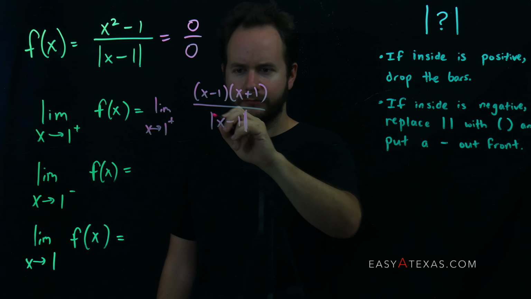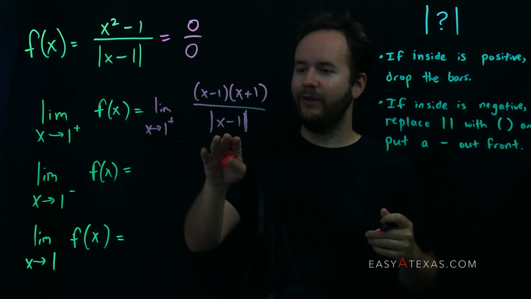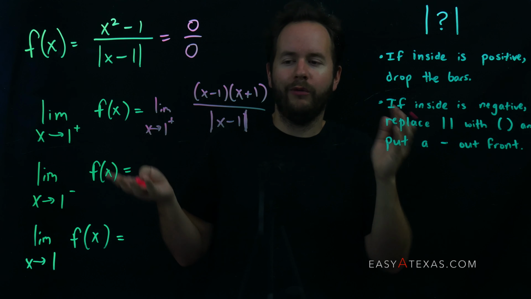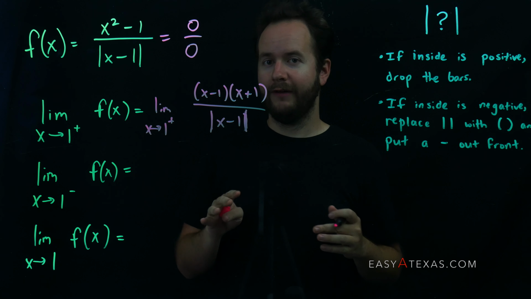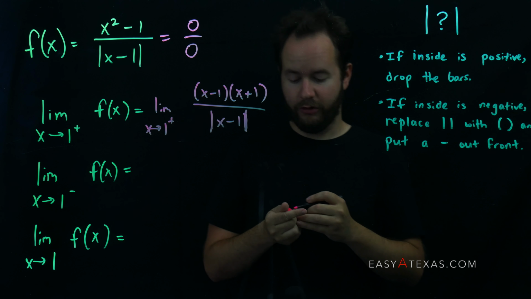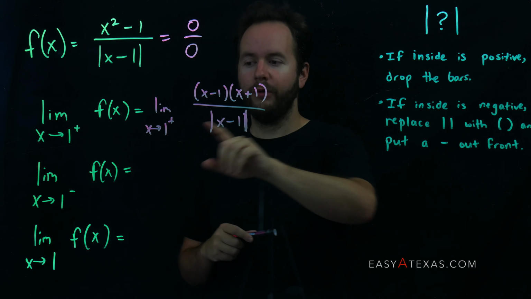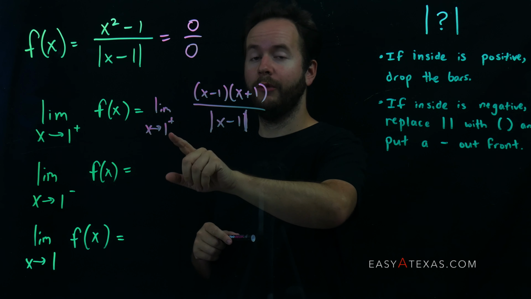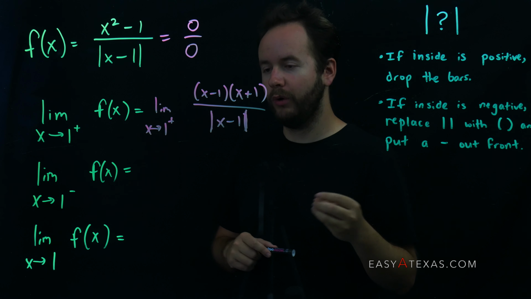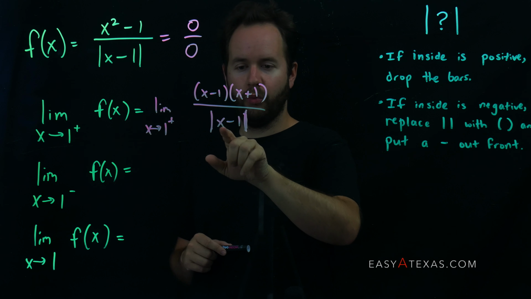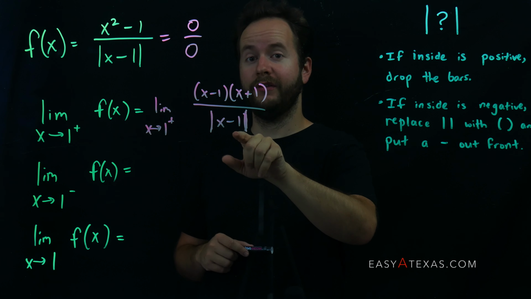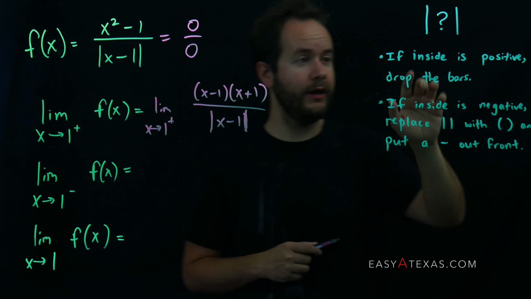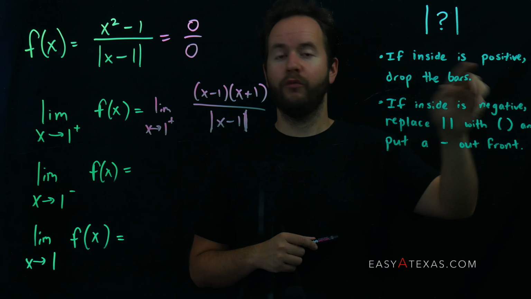But the problem is I still have this absolute value here, and you might think, well, why do I care? Can't I just cancel the x minus 1 and the x minus 1? Not quite. We have to be really careful about this. This is where we're going to use this blue information over here. So let's start with this. We're taking the limit as x approaches 1 from the right, so we're going to plug in a number slightly larger than 1, like 1.1. When I plug in 1.1 into this absolute value, I get 1.1 minus 1, which is a positive number. And per the rules over here on the right, if the inside is positive, we just drop the bars.